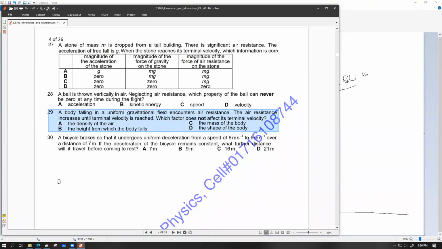Which factor does not affect its terminal velocity? It means that if you want to make a comparison among these four factors, you have to have a scenario where the object will or already has achieved terminal velocity. If the object is dropped from a very small height, then it's not going to achieve terminal velocity. So there is no question of comparison. Did you get my point? Yes, sir. Okay.